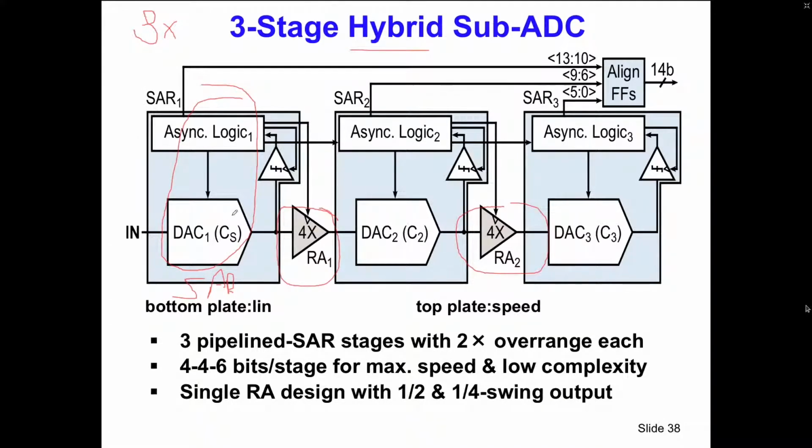but the sub-ADCs themselves are locally successive approximation devices. Well, there's a whole bunch of details in here. For instance, in the first one, we sample on the bottom plate in order to get optimum linearity, while in the second and third one we sample on the top plate in order to get good speed. And so there are many more details.